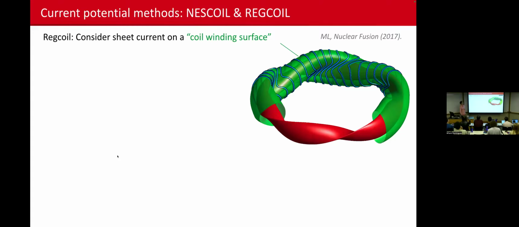Okay, so now I'm going to talk about specific methods. One is called the current potential method. It's in this code called REGCOIL. And the idea is you consider a sheet current on a coil winding surface. All that means is I imagine that there is some toroidal surface in green that sort of surrounds the plasma. And I let a continuous current just be on that green surface. And I ask, what should that current look like to match the plasma that I designed in stage 1?